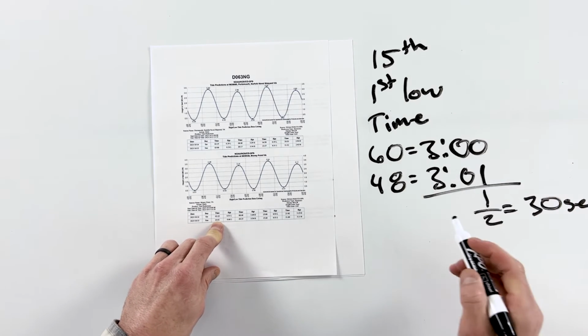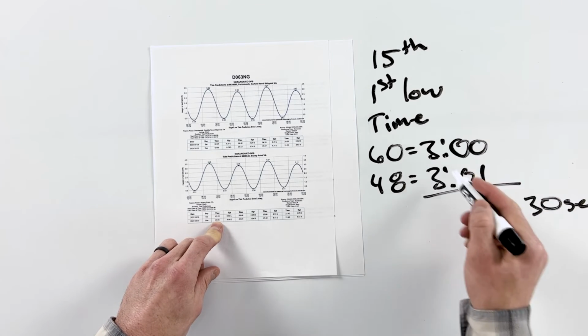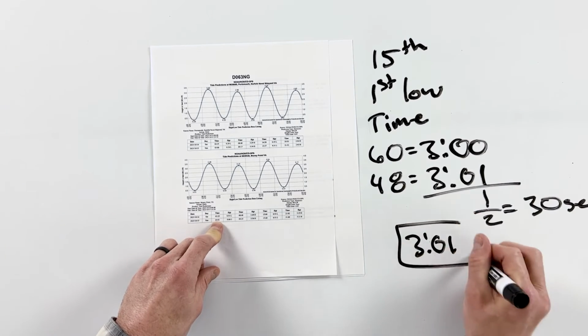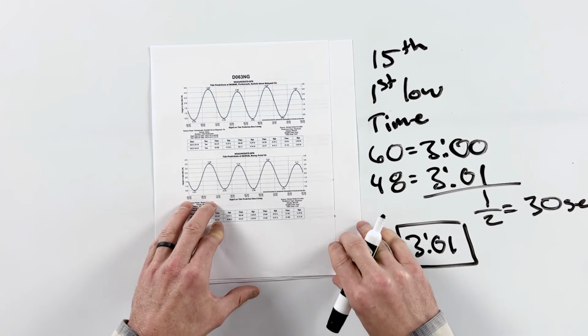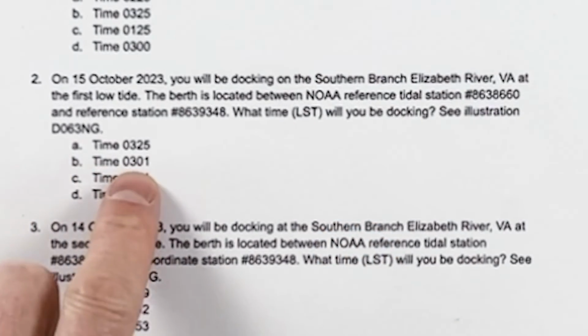seconds. I would round it to 3:01, right? If you add 30 seconds to 3, you're halfway between. I'm going to say 3:01 is the answer. Let's check that out. Look at that. There's a 3:01.